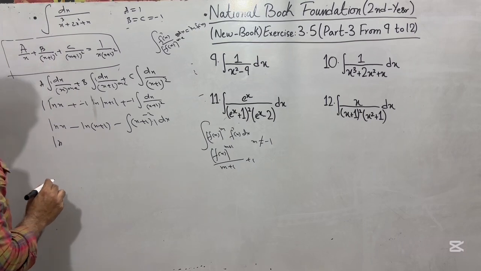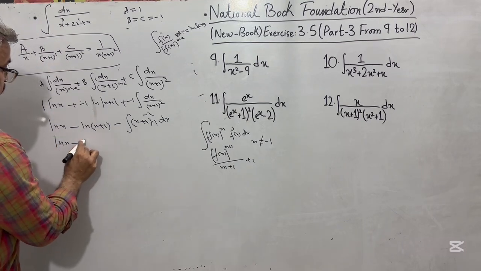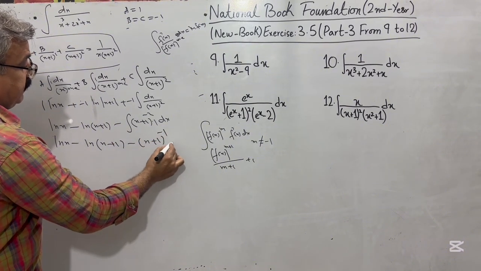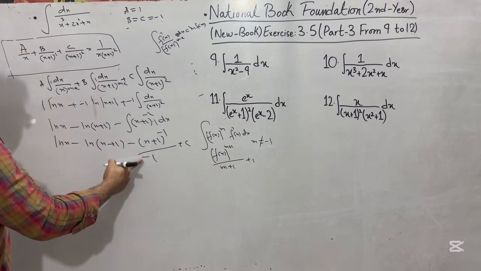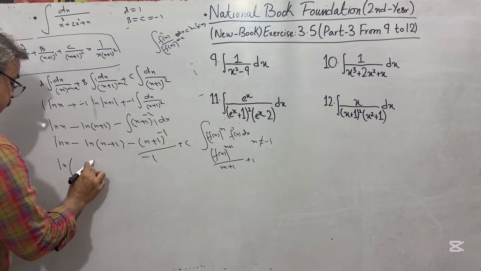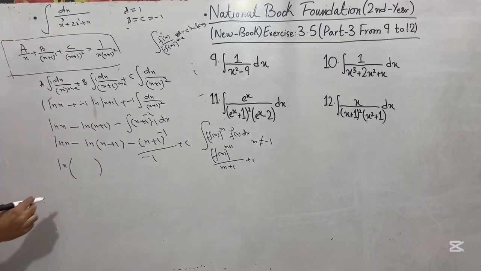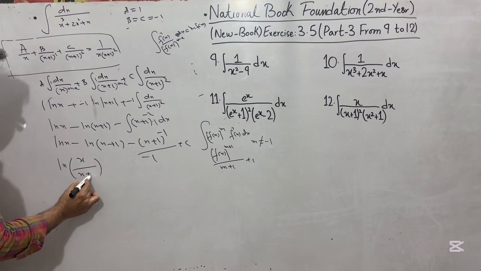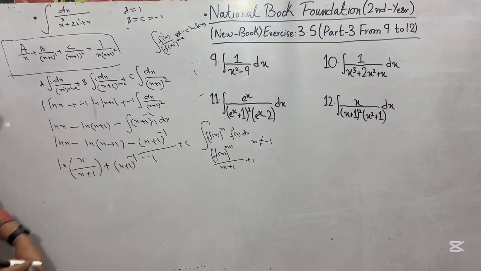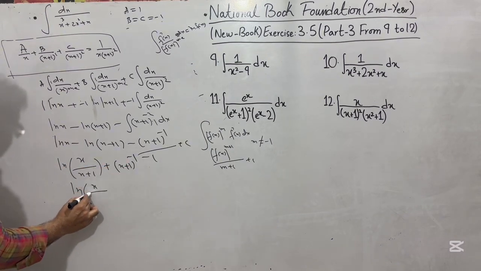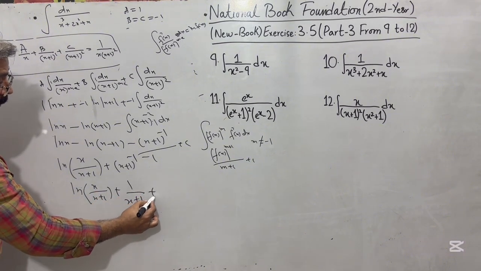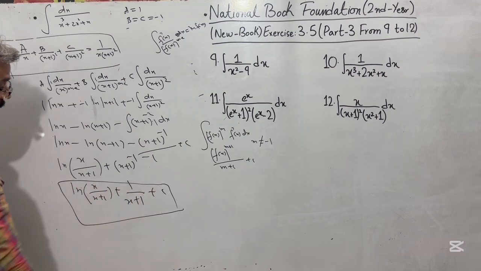Ln x minus ln x plus 1, minus 2 plus 1, add 1 to the power, it will become negative 1, dividing by the same, plus c. It will become minus minus plus, turn exponent from negative to positive, and applying the property of log, ln a minus ln b can be written as ln x over x plus 1, minus minus plus, here is x plus 1 raised to minus 1, turn exponent to positive, we have ln x over x plus 1 plus 1 over x plus 1 plus c is our answer in that case.